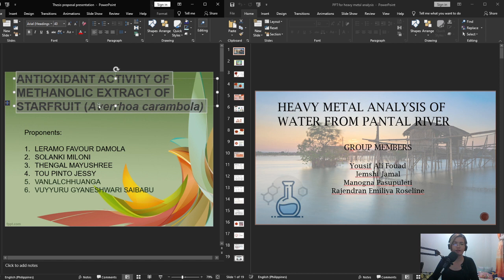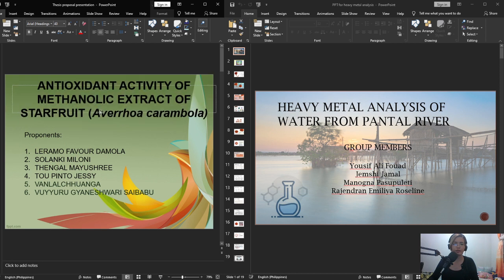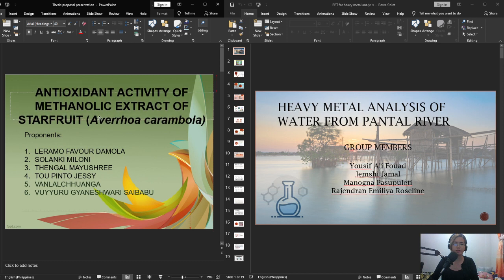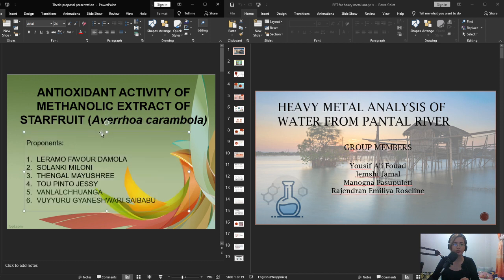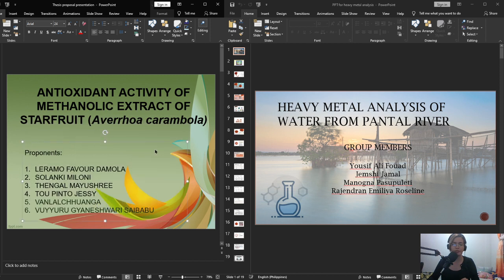And then you have to center it. That is my only comment here. And of course, you have to write your names. Make sure that all of your panels will recognize you. As you can see, they use contrasting colors, in which there is a lighter background and then a darker font color. On the right side of your screens, we have heavy metal analysis of water from Pantal River.